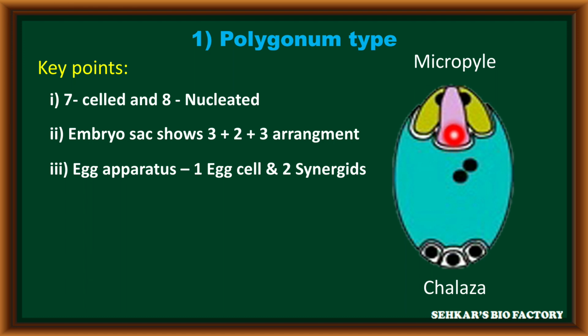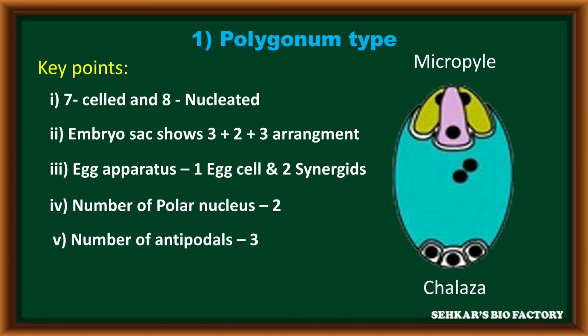In this egg apparatus, at the center one large cell is present. Now it is called the egg cell. The two lateral cells are called synergids. In the central cell, the embryo sac contains only two polar nuclei. Towards the chalazal end, the three nuclei, after synthesizing a cell wall, become three antipodal cells. These are the main characters of the Polygonum type of embryo sac.